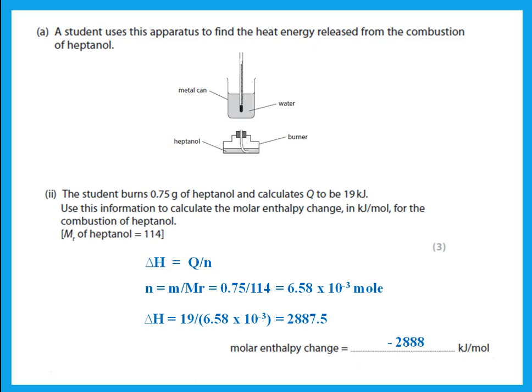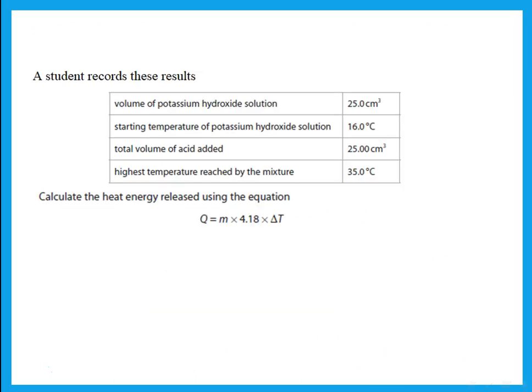So the delta H for any combustion reaction must be a negative number, an exothermic reaction. Another question says they were doing titration, and they put 25 centimeter cubed of potassium hydroxide at a certain temperature, and then added acid from a burette, about 25 centimeter cubed at a certain temperature, and he's saying calculate Q. Again, we said Q is mc delta T.